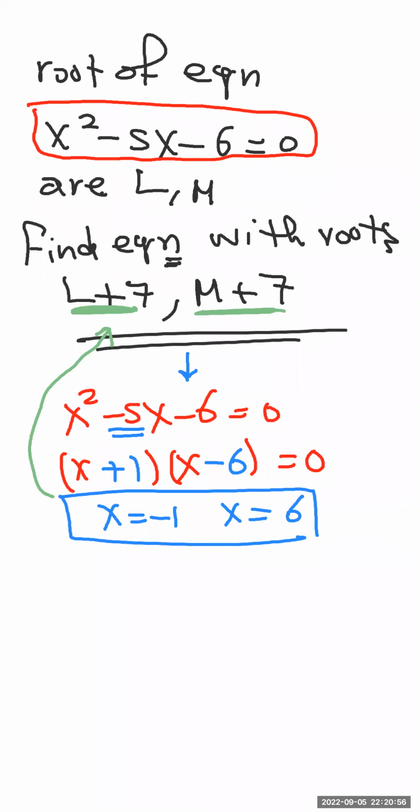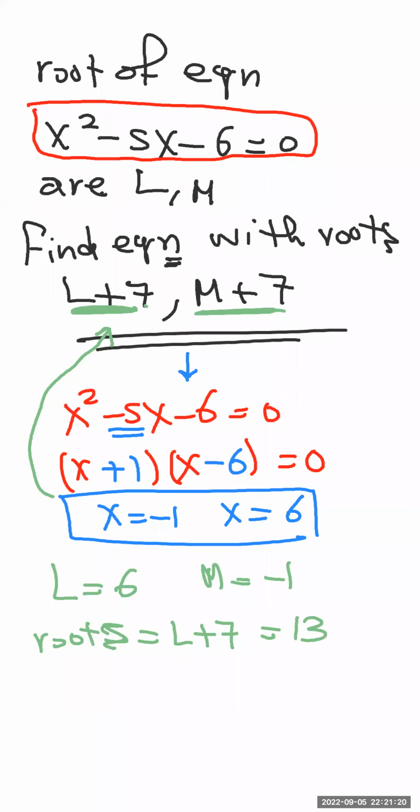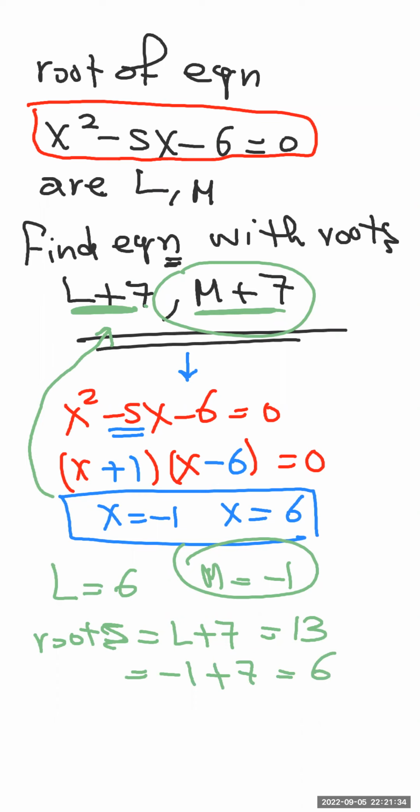So now assume that L equals 6, M equals negative 1. So the new roots: L plus 7 will equal 13. And the other root will equal M plus 7, so negative 1 plus 7, will equal 6. So this means that the two roots are 13 and 6 for the new equation.